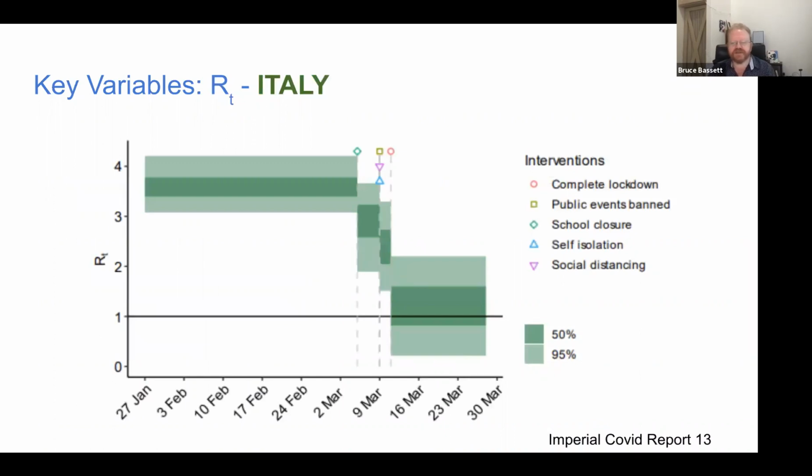To illustrate the point about how RT is susceptible to social dynamics, really early, a year ago now, Imperial did an analysis of RT for Italy, showing that it started off somewhere around 3.5, and then through various social interventions, closing schools, self-isolation, social distancing, brought it down to around 1. So we know that social interventions are very powerful.